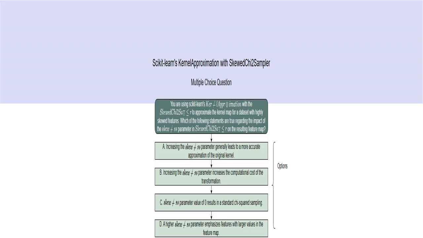I'm using scikit-learn's kernel approximation, a technique to approximate complex kernel functions. It's particularly helpful when you have lots of data and calculating the exact kernel is too slow. I'm using it with a SkewedChi2Sampler, which is a specific method designed for datasets where features have uneven distributions, they're skewed.